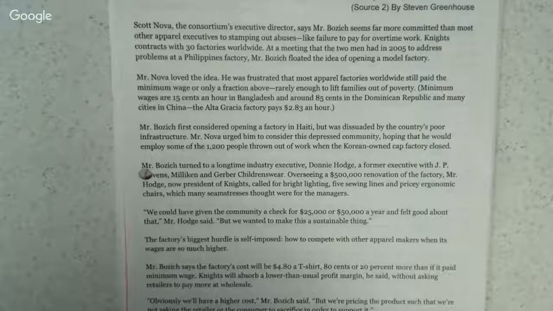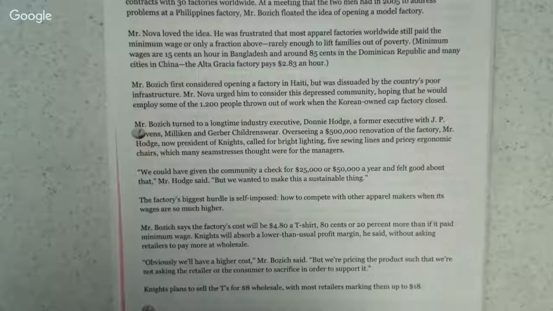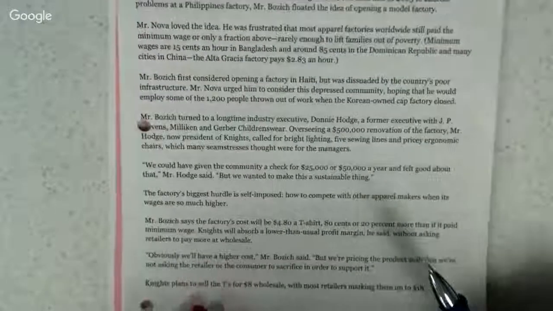The factory's biggest hurdle is self-imposed: how to compete with other apparel makers when its wages are so much higher. Mr. Bozich says the factory's cost will be $4.80 a t-shirt, 80 cents or 20 percent more than if it paid minimum wage. Knights will absorb a lower than usual profit margin, he said, without asking retailers to pay more at the wholesale level. Obviously, we'll have a higher cost, Mr. Bozich said, but we're pricing the product such that we're not asking the retailer or the consumer to sacrifice in order to support it. Knights plans to sell the tees for $8 wholesale, with most retailers marking them up to $18.